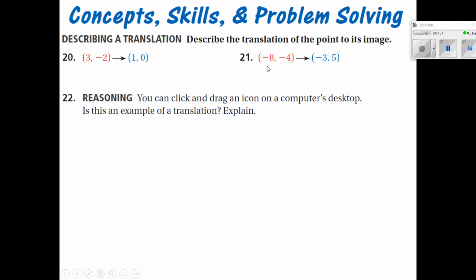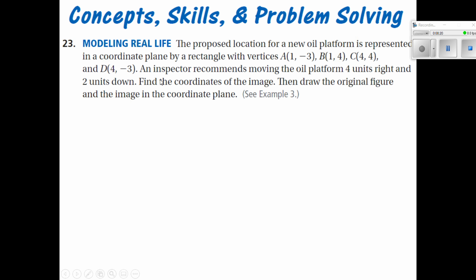All right, number 21 says describe the translation of the point to its image. All right, if I describe this, x wasn't negative 8, it's at negative 3 now, so it went to the right 5, positive 5. And if this was negative 4, and this is now 5, well, it went up 9. So 5 to the right and 9 units up. All right, let's go ahead and do number 23.